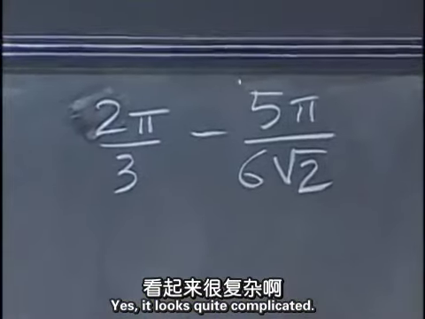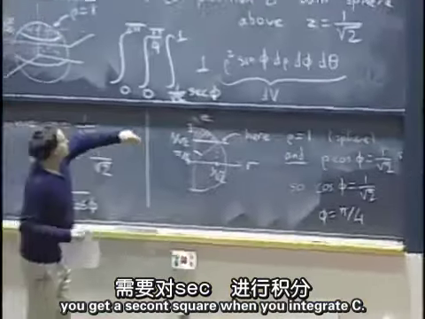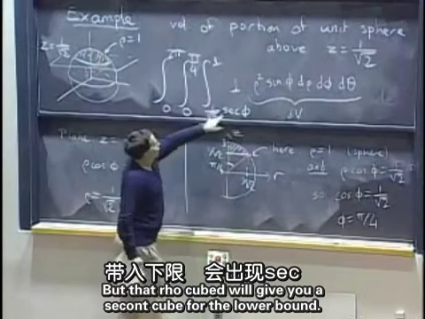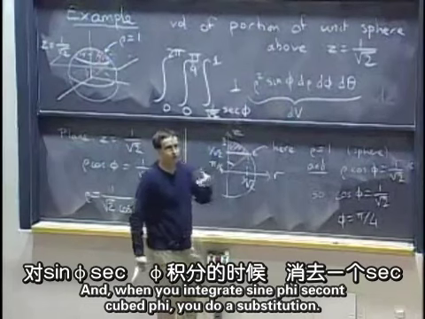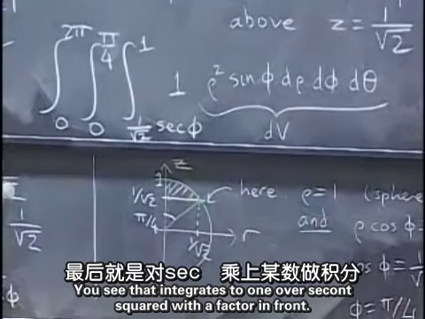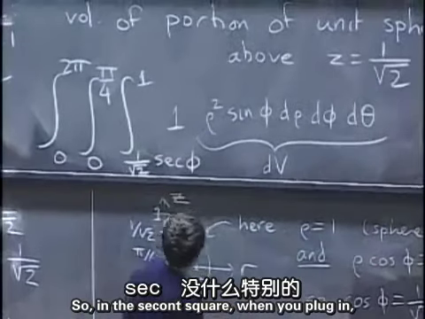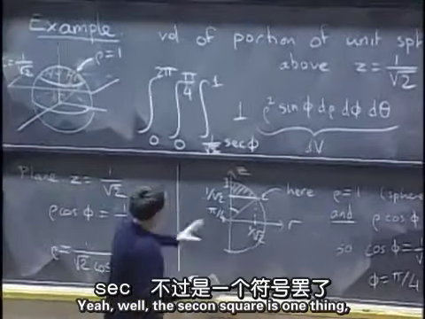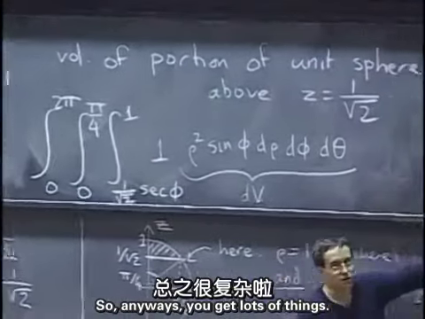Yes, it looks quite complicated. That's basically because you get a secant square when you integrate. See, when you integrate rho squared, you will get a rho cubed over 3, but that rho cube will give you a secant cube for the lower bound. And then when you integrate sine phi secant cubed phi, you do a substitution, you see that integrates to 1 over secant square with a factor in front. And the secant square, when you plug in, no, that's not quite all of it. Yeah, well, the secant square is one thing, and also the other bound you get sine phi, which integrates to cosine phi, so you get anyway, you get lots of things.